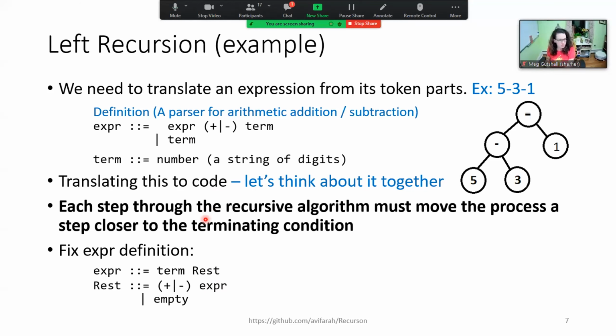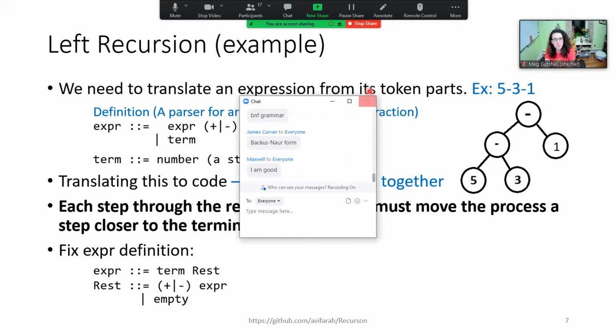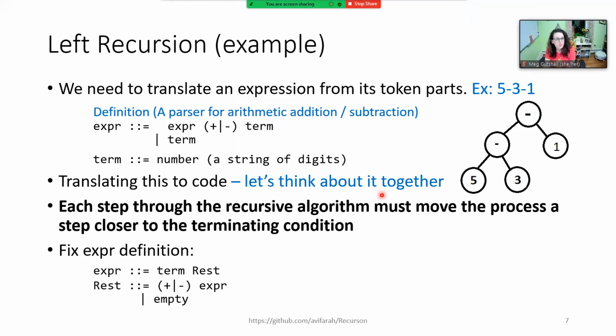Never mind. The whole point is, if you do a left recursion, just make sure that your recursive call brings you closer to a terminating point. You don't make a recursive call with the same data. That's the whole point behind that slide. I will move on. A question? I'm good. Great. Thank you, Maxwell. Okay.